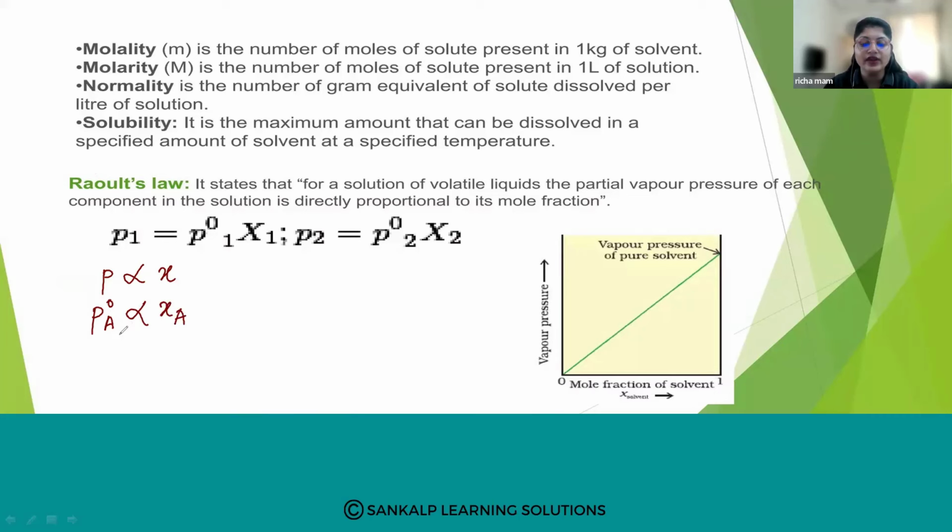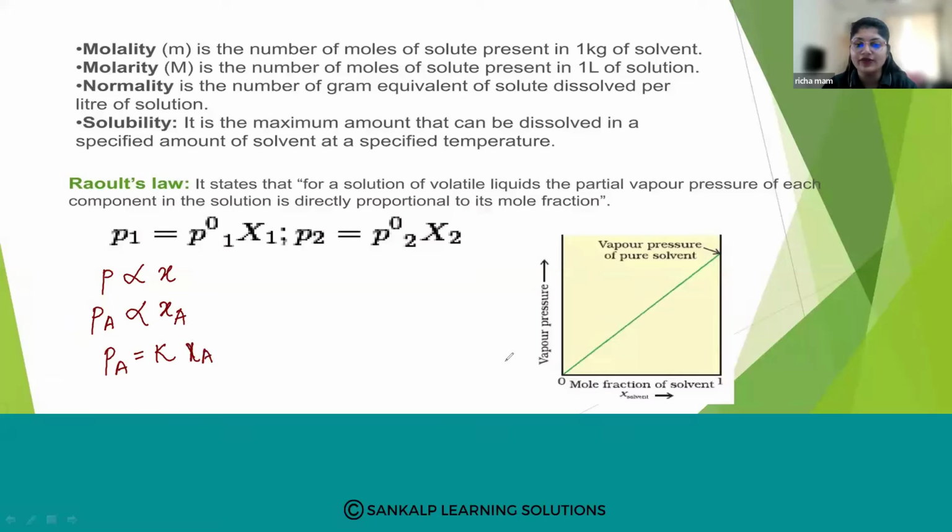Now, when we are removing this, we'll introduce this chi A later. Don't get confused. So PA, the partial pressure of component A, is directly proportional to the mole fraction of A. Now, when we are removing this proportionality sign, we will introduce a constant K, so PA equals K into chi A.